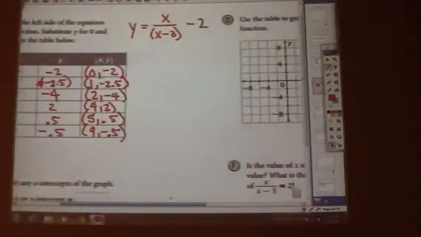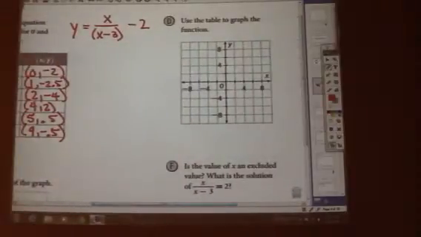Okay, now I'm going to plot those points. 0, negative 2. Now notice our graph is in 2s. 2, 4, 6, 8. Instead of 1s this time. So 0, negative 2. 1, negative 2.5. 2, negative 4. 4, 2. 5, 1/2, and 9, negative 0.5.